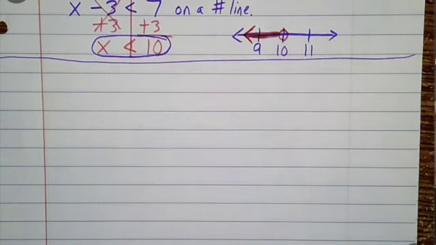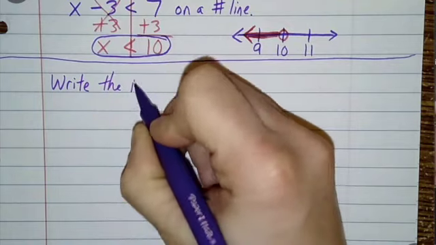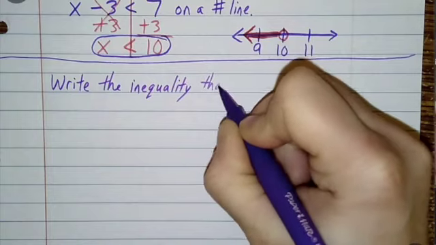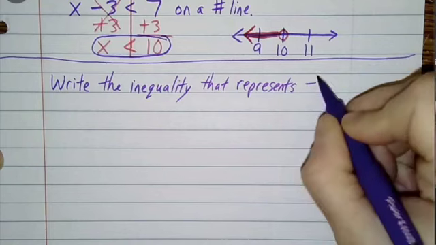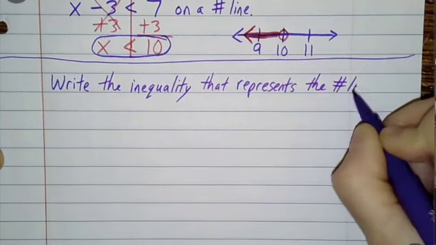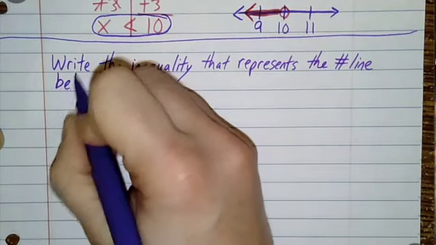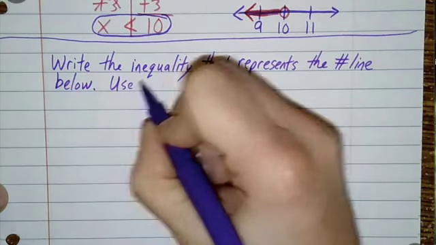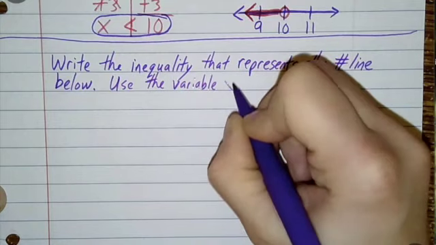Okay, so another one says, write the inequality that represents the number line below. I'm going to abbreviate that number line below. You need to use the variable x.